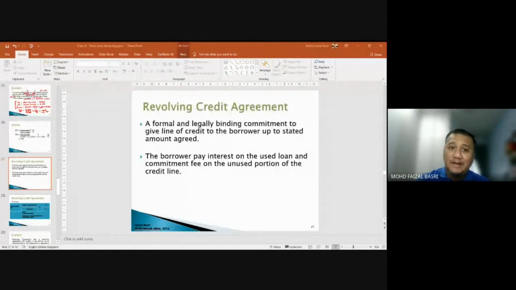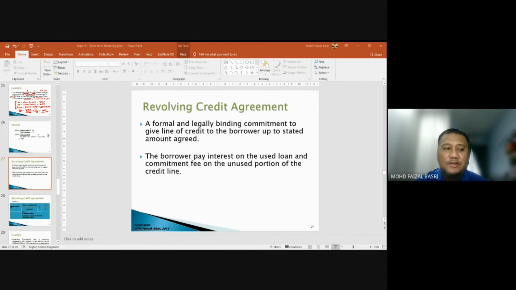So meaning if you get 400,000, you can use this 400,000 throughout the year. You can use it bit by bit. This month you use 10k, next month you use another 50k and so on. And for the whole year you can use up to 400,000, for example. You have to pay interest on the amount that you use. The amount that you unused, you have to pay the commitment fees.